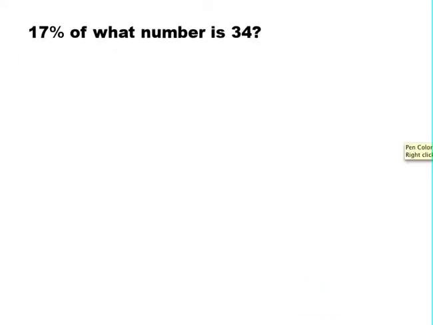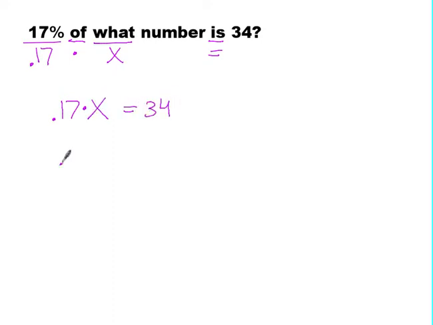So let's take a look again. We like it when it's written out with these sentences because everything has a meaning. 17%, that's your 0.17, of means multiply. What number is your variable? I see the word is. There's my equal sign, 34. So we're going to write it out: 0.17 times x equals 34. We clean it up so we know what we're doing here. We're going to divide both sides by 0.17. We get 34 divided by 0.17 is 200. So our answer is 200.